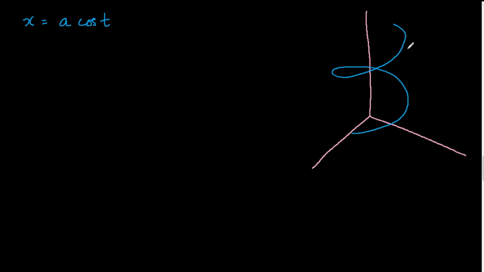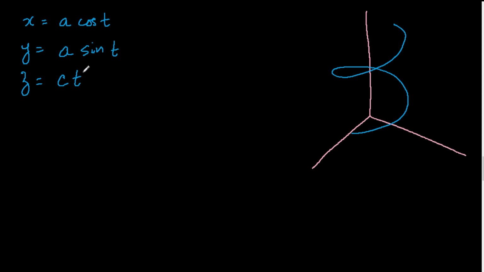Path in the sense a road. I'm saying if it is just representing a road, this t may not be actual physical time. If it is physical time, that means the particle actually is following this path. Then say y is equal to, let's say, a sine t, and say z is equal to some constant c times t.